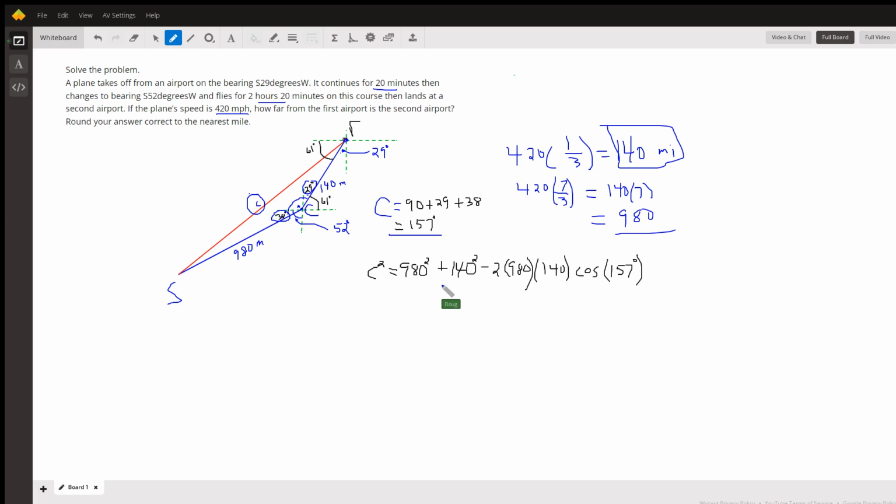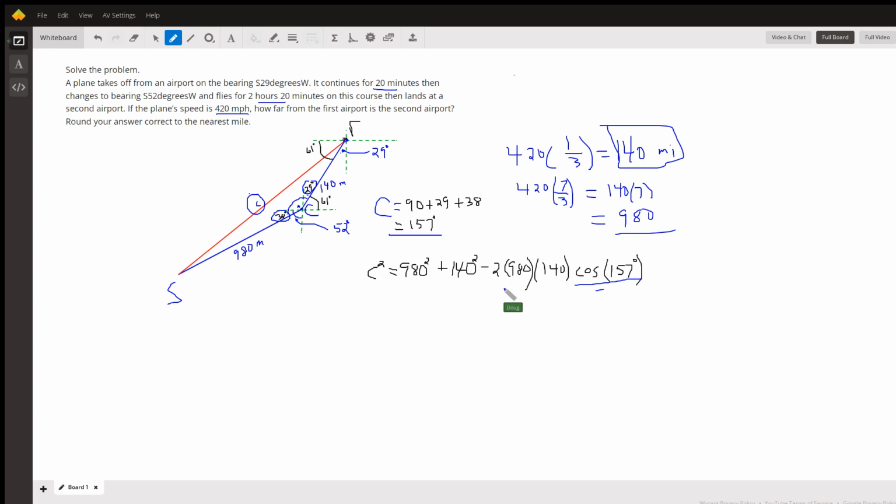So here's the law of cosines. The side that you don't know is opposite the included angle. That side squared equals one leg squared plus the other leg squared minus 2 times one leg times the other leg times the cosine of the included angle. And notice that the cosine of 157 will be a negative number.